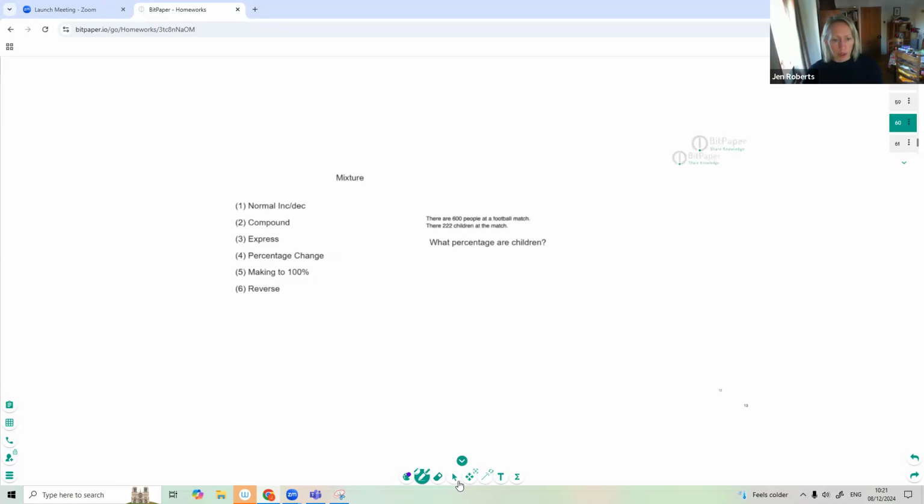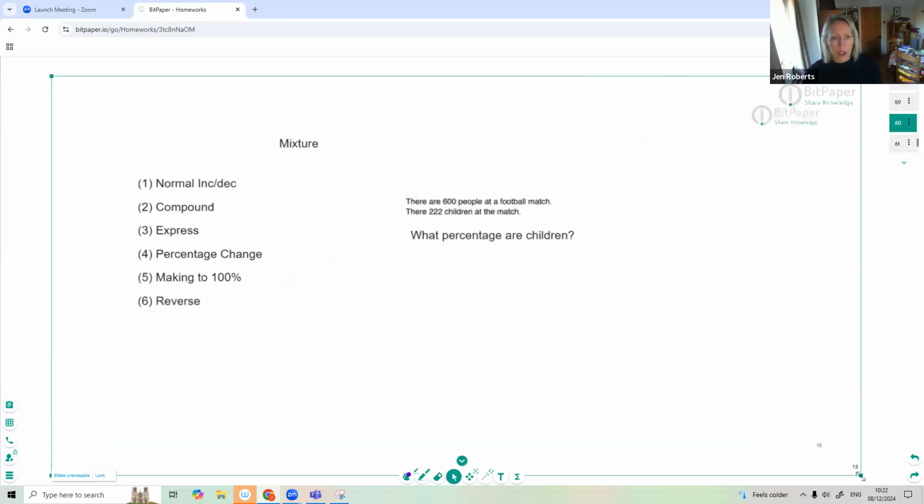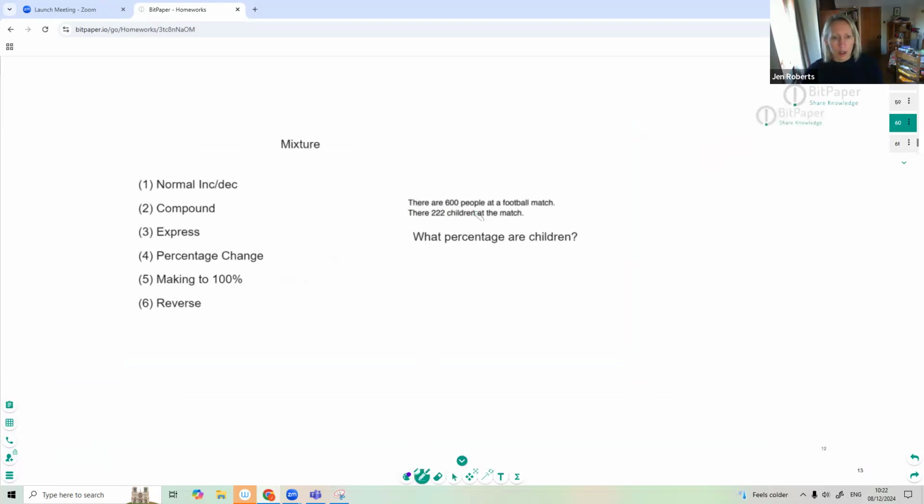Okay, let's read this first question. So there are 600 people at a football match. There are 222 children at the match. What percentage of children? This is what we call an express. An express is always asking what percentage is something. So the best method, I think, for doing this, and I have got a recording on how to do an express, so you might want to go back and watch that separate recording.